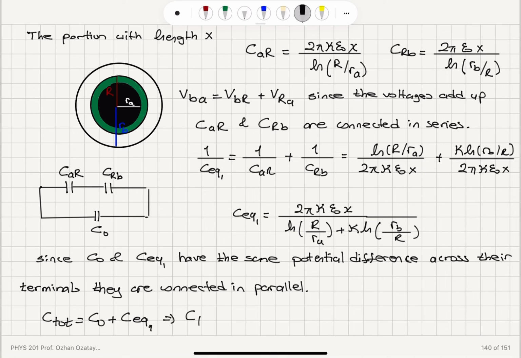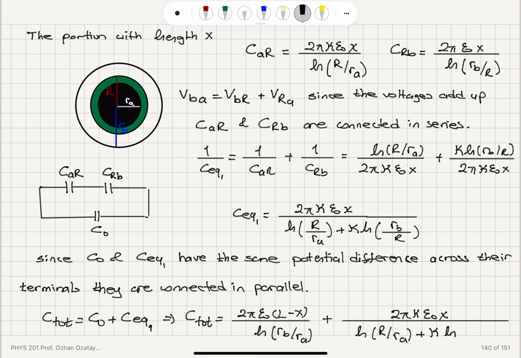So I see that the total capacitance is C0, which is 2 pi epsilon 0 L minus x over natural logarithm R sub b over R sub a, plus the equivalent capacitance that I have found up here, 2 pi kappa epsilon 0 x divided by natural logarithm of capital R over R sub a plus kappa natural logarithm R sub b over capital R. And that's the answer to part A of this question.